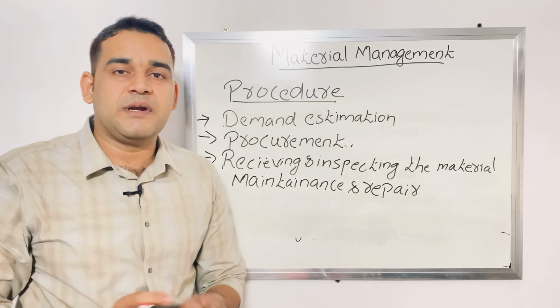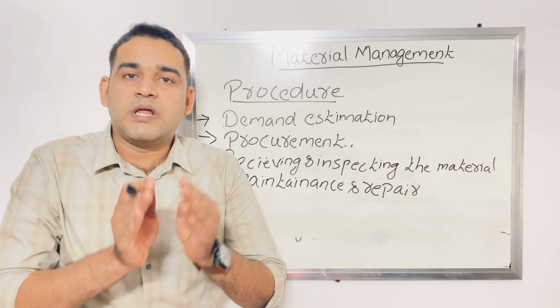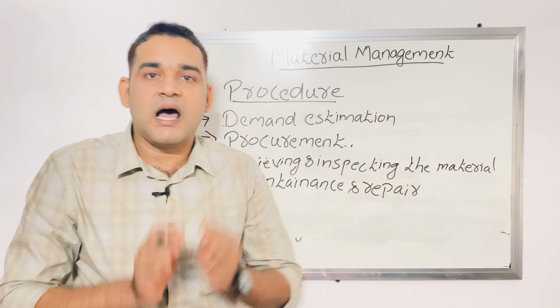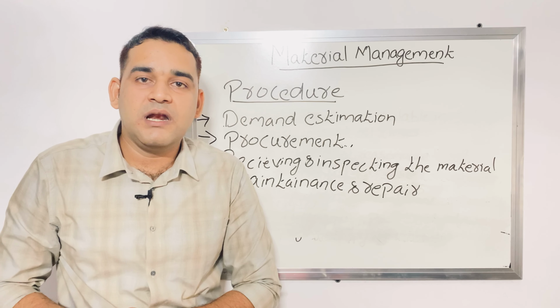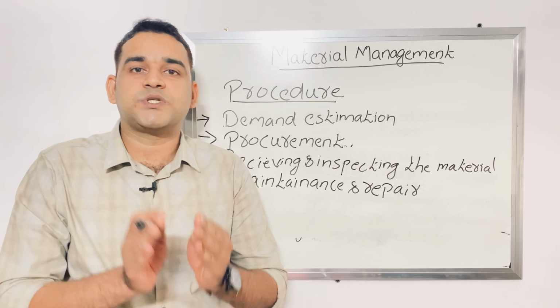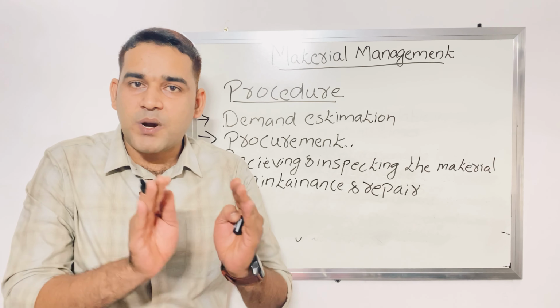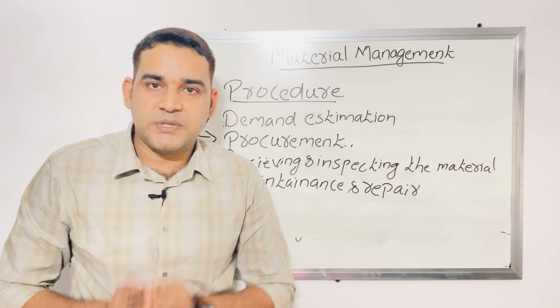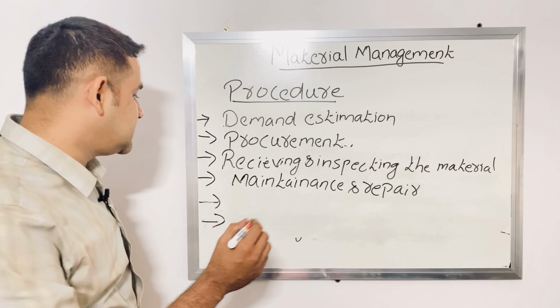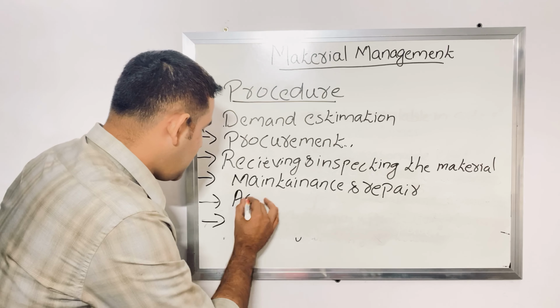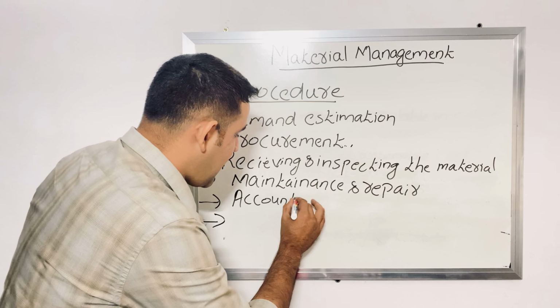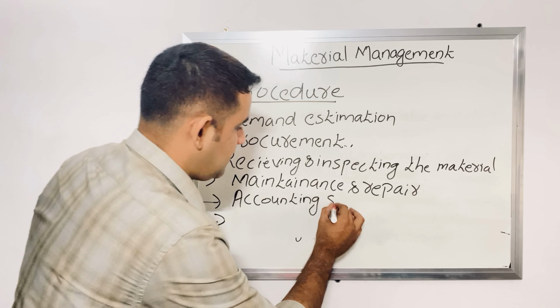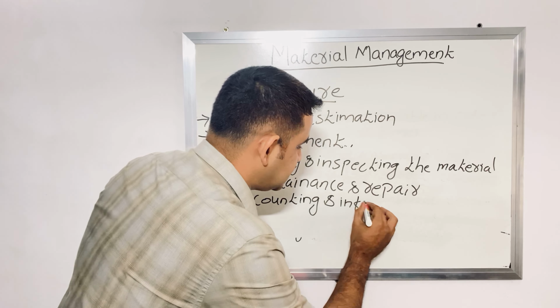Whenever the repair of the material is required, we have to do the repair as soon as possible. Otherwise, what will happen? The complaints will increase. So as soon as possible, we have to do the repair, and proper maintenance is very important in material management. The next procedure is accounting and information system.